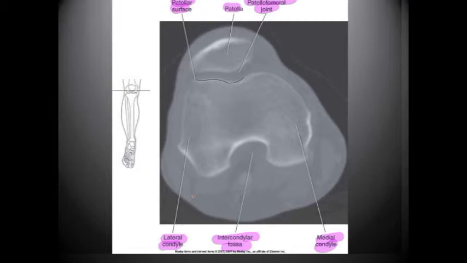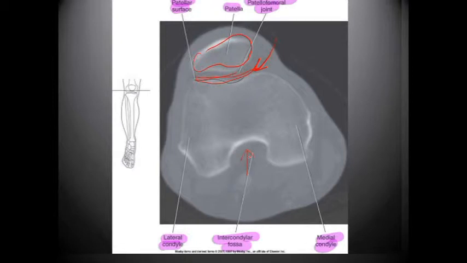So here we have an axial image of the knee joint. As you can see, it becomes a little more difficult to actually see where we are. We have the patellar surface of the anterior portion of the knee. We have the patella here. We have this joint that is created, which is the patellofemoral joint. We have the lateral condyle, which is very difficult to see, and the medial condyle.